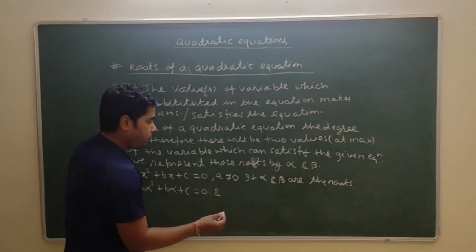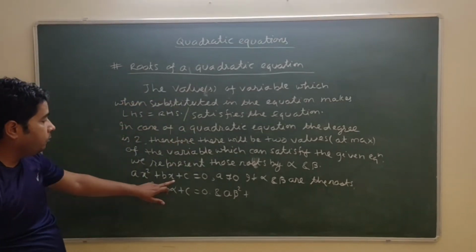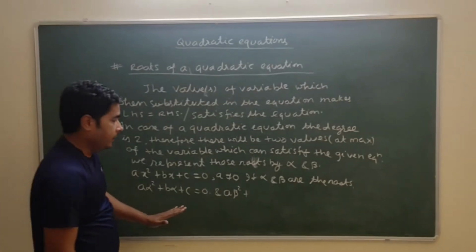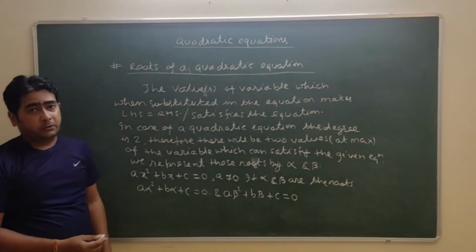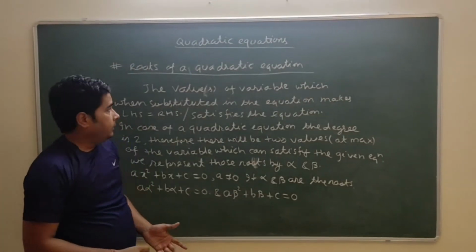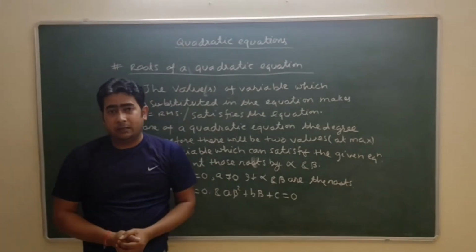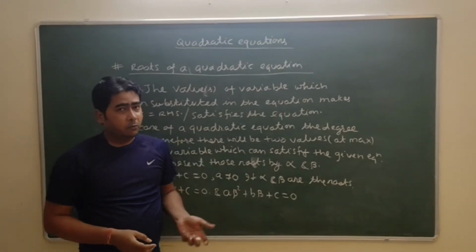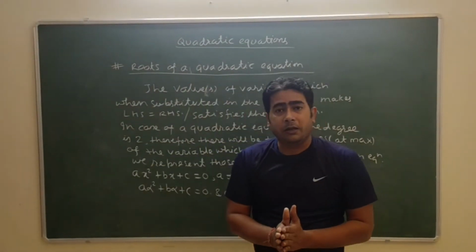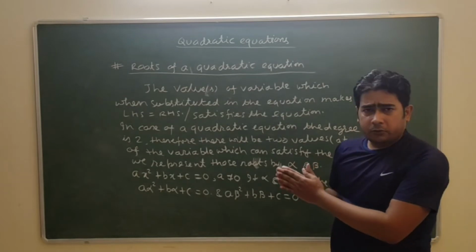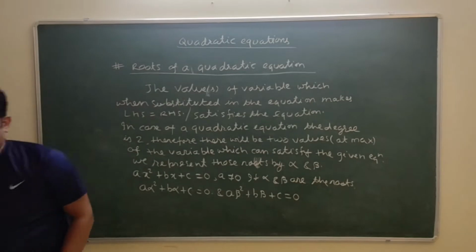Similarly, beta is also a root, so it will also satisfy the equation. Means if you put x equal to beta here, you will get a 0 in the right hand side. So a beta square plus b beta plus c will be equal to 0. So this is the basic definition of roots. You can note it down, right? Then we are going to see how many methods there are in which we can find the roots of any given quadratic equation. Okay, so there are three methods in which we can find the roots of any quadratic equation. Now we are going to see those three methods. Okay, so let's see.